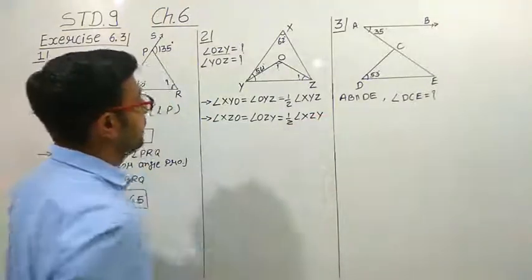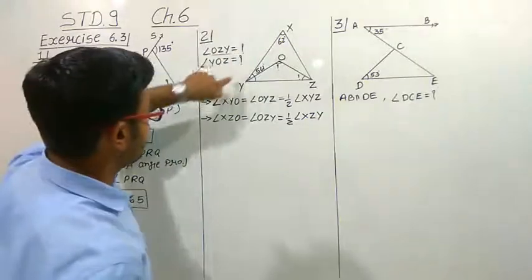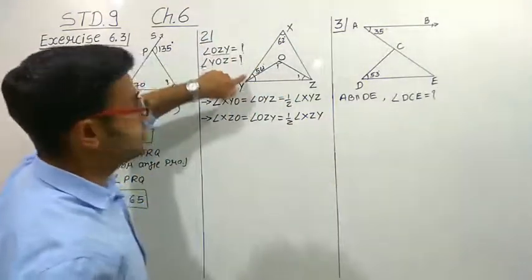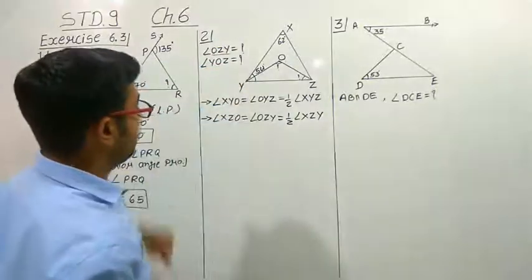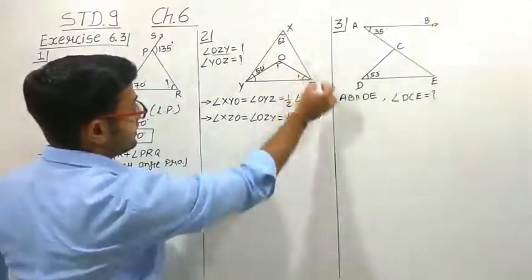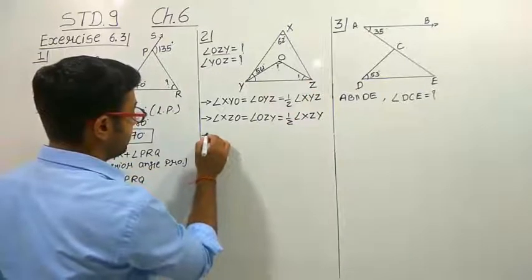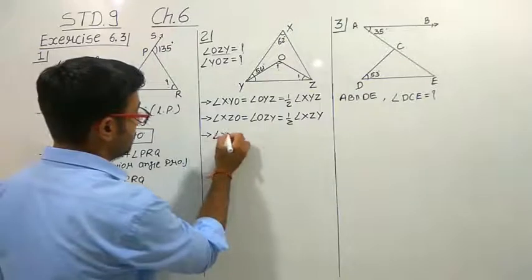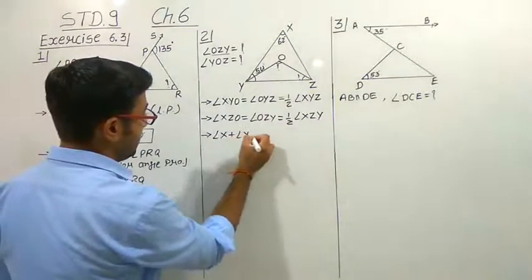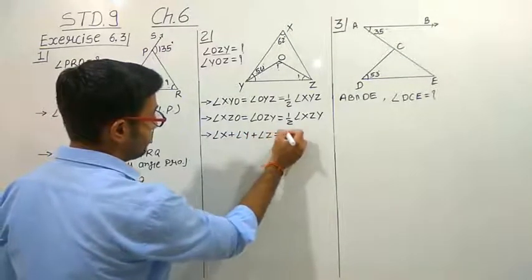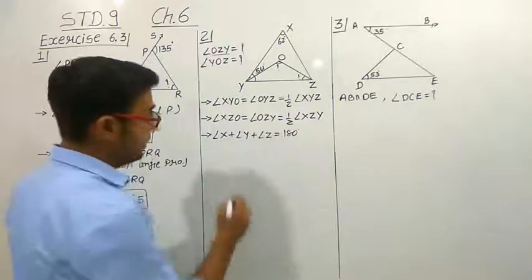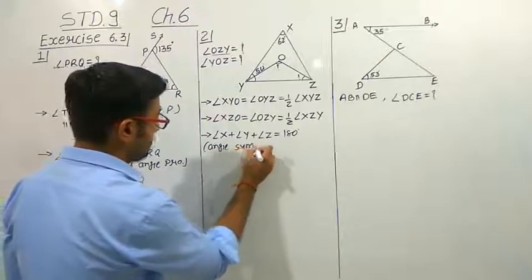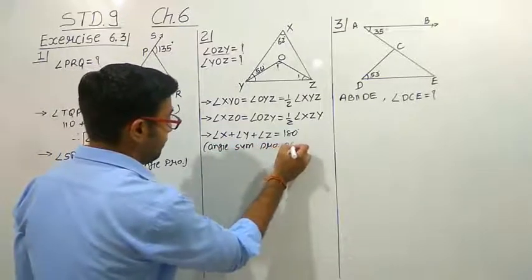Now here, two angles of triangle XYZ are given: 62 degrees and 54 degrees. So we can find the third angle XZY using the angle sum property of the triangle. Angle X plus angle Y plus angle Z is equal to 180 degrees. Angle sum property of triangle.